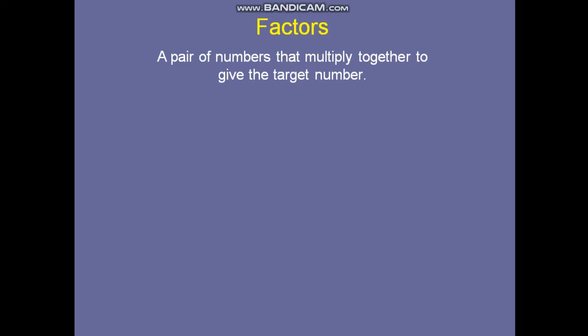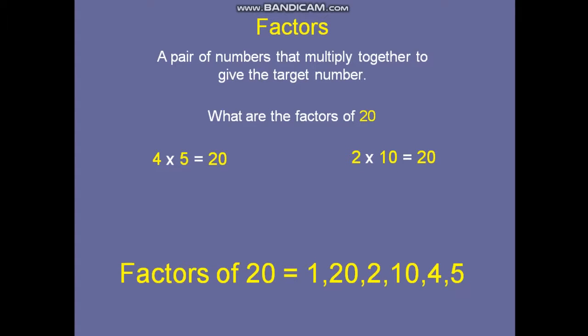Factors are a pair of numbers that multiply together to give a target number. Let's take a bigger number. What are the factors of 20? You should know the definition. Just stick the definition in your mind. Don't worry about the examples, care about the definition, so in the exam you can create your own examples. What are the factors of 20? 4 by 5 is 20, and 2 by 10 is 20. So the factors of 20 are 1, 20, 2, 10, 4, and 5. Some of them were not mentioned in the examples, so you should create your own. For example, 1 by 20 is 20. That's it.